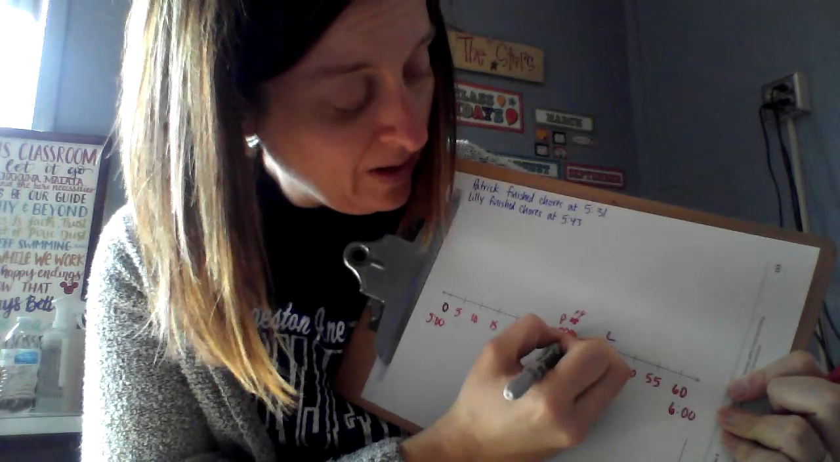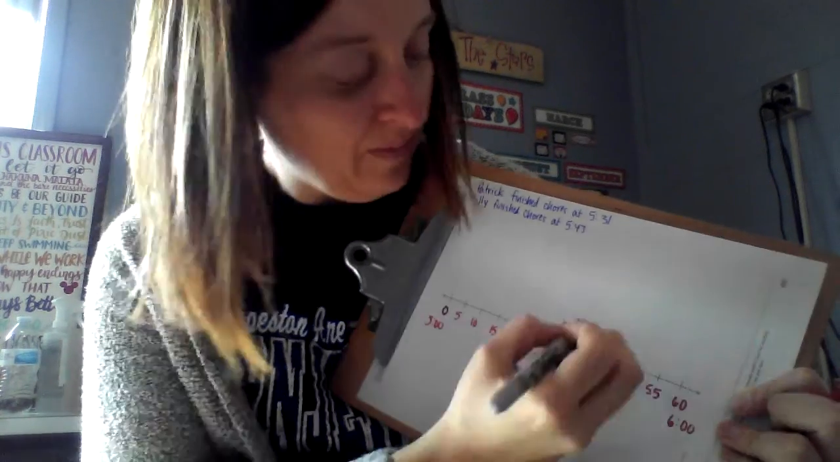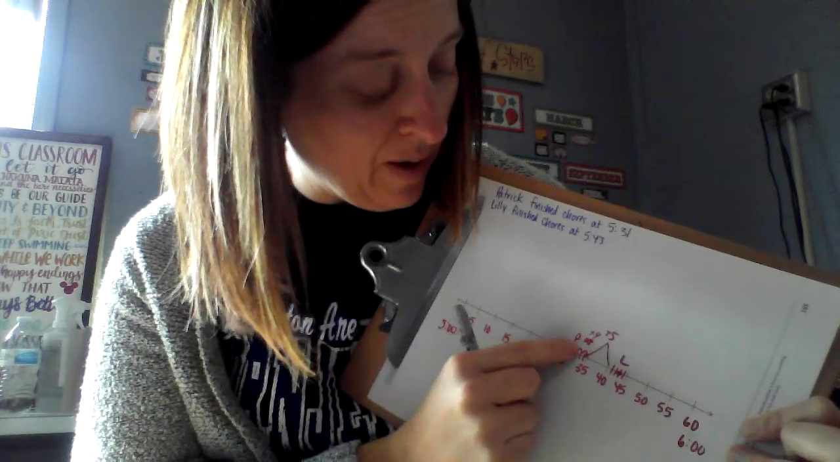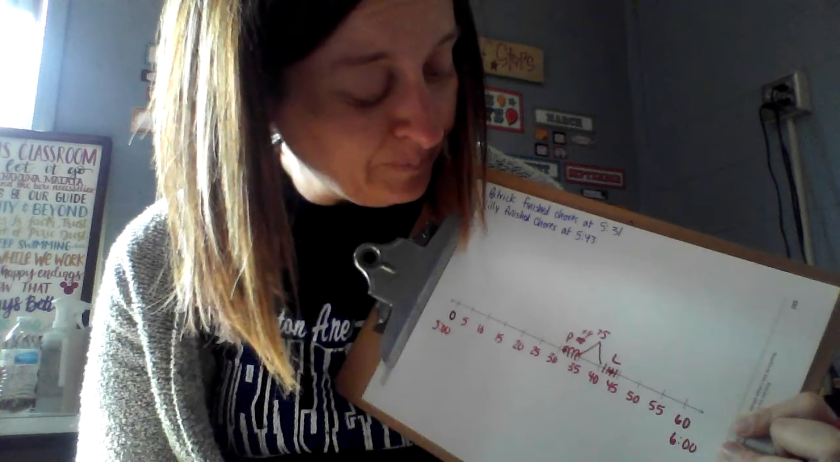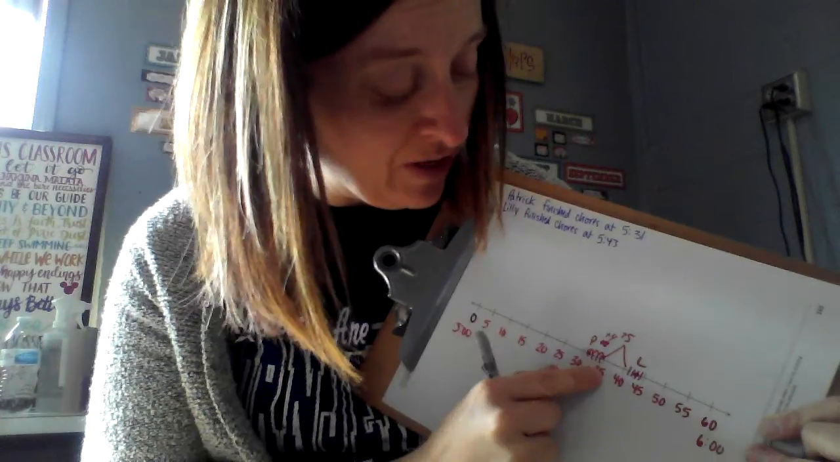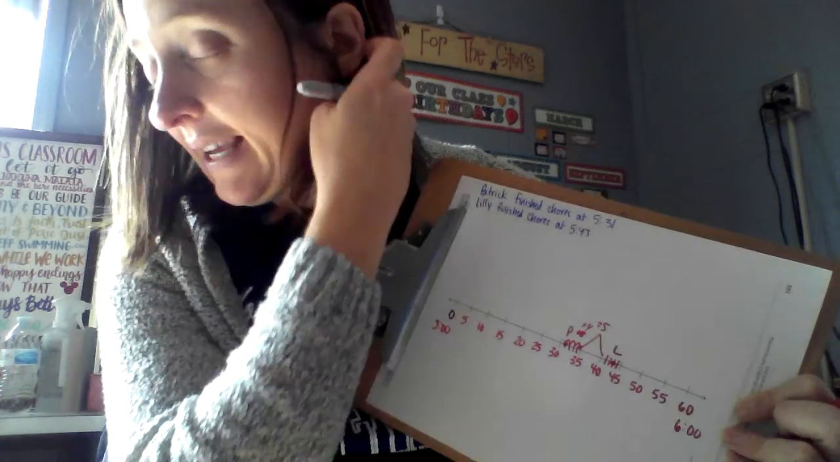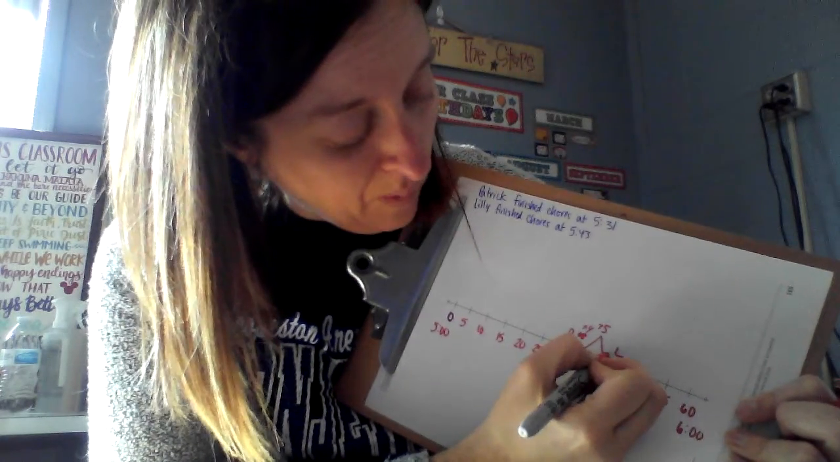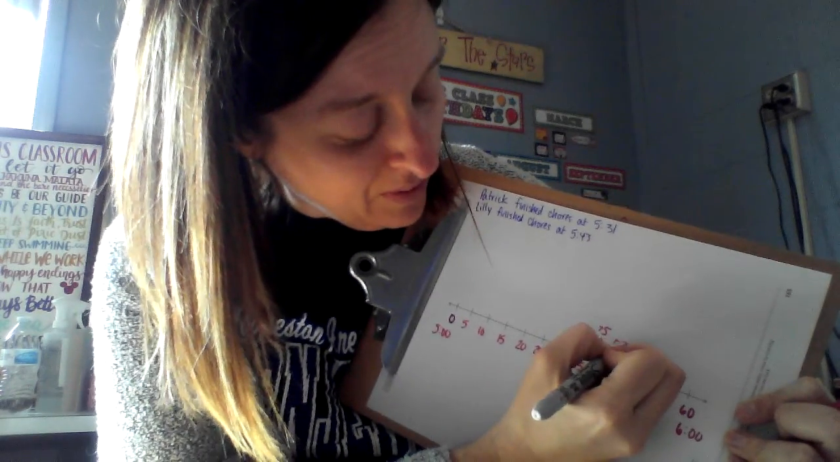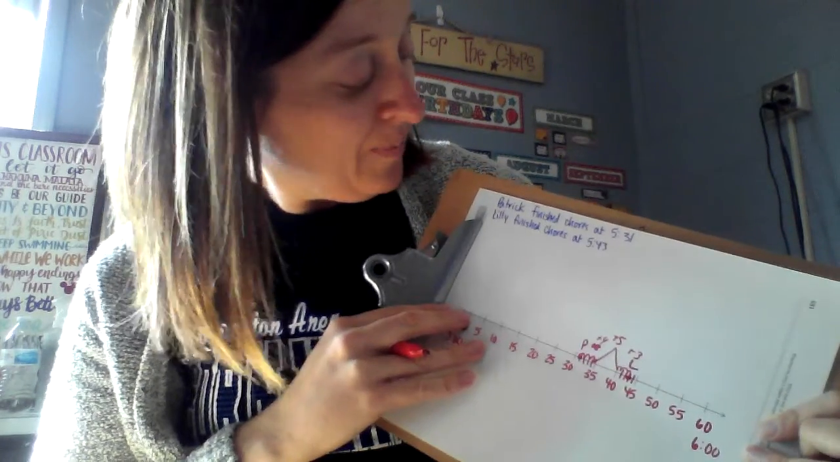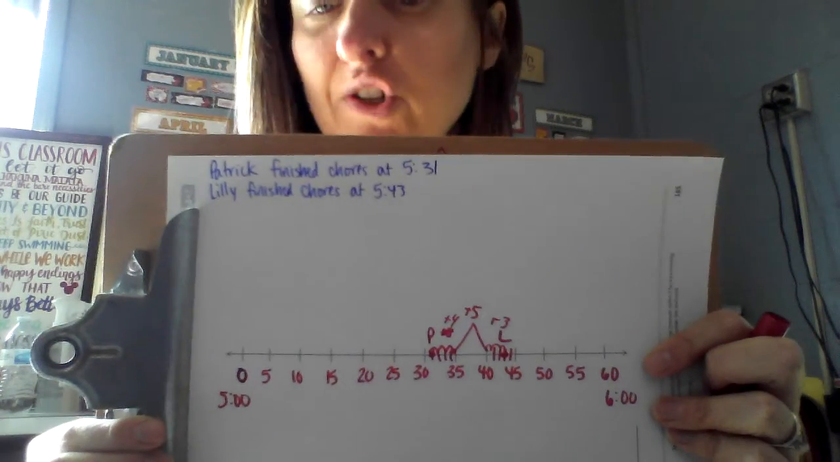Now I'm at a big tick mark, so now I can use a mountain. Remember, mountains are worth 5s, hills are worth 1s. I count 1 mountain, that's plus 5, and that gets me to 5:40. Now I'm back to hills until I get to this point. So I go 1, 2, 3, plus 3 more. So if I take 4 plus 5 plus 3, I know that equals 12. So it took Lily 12 more minutes to finish her chores.